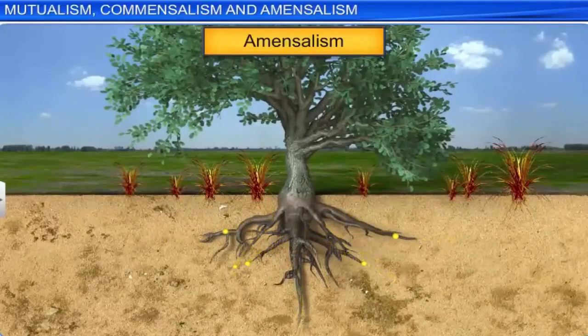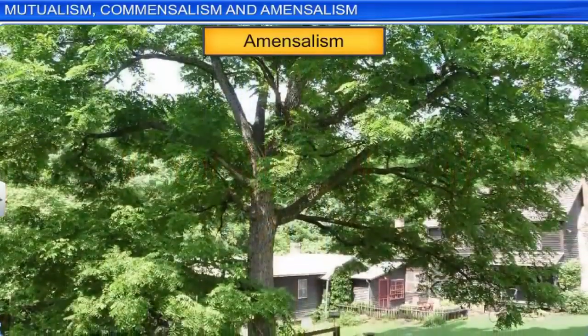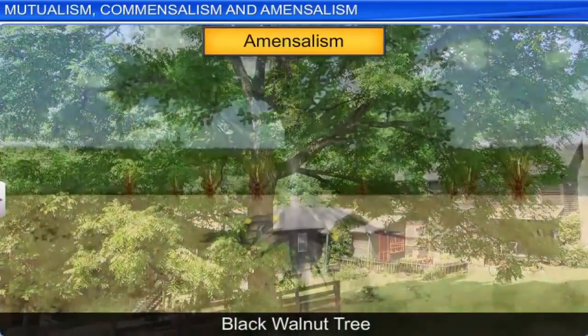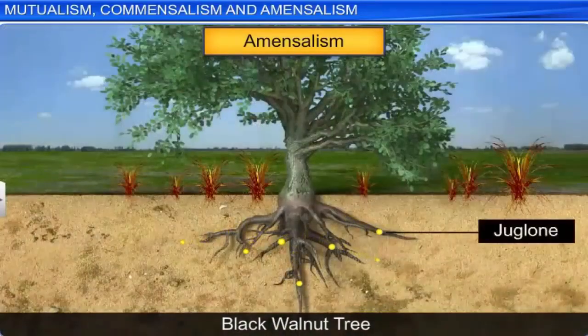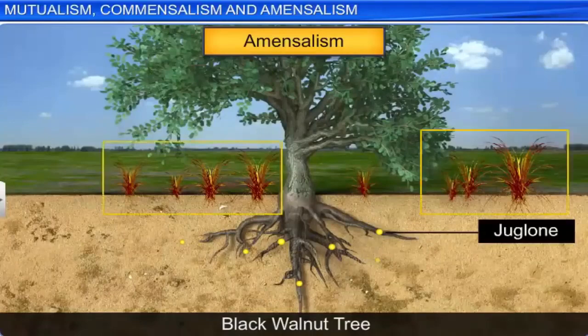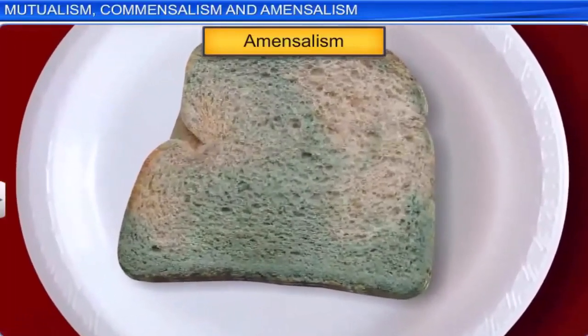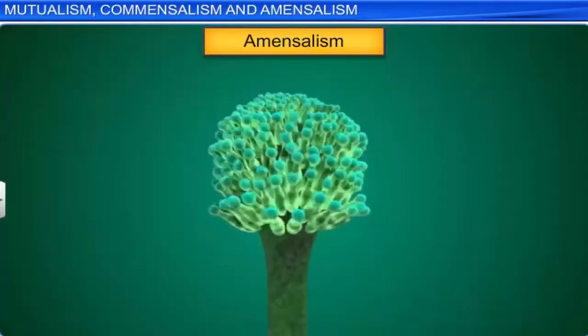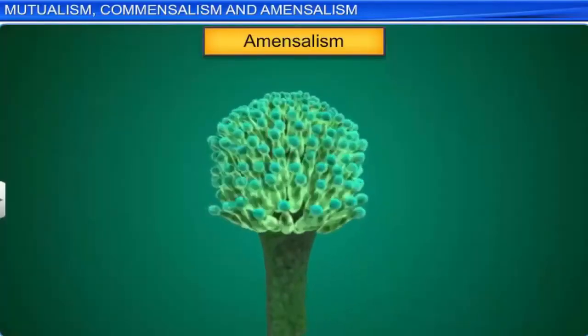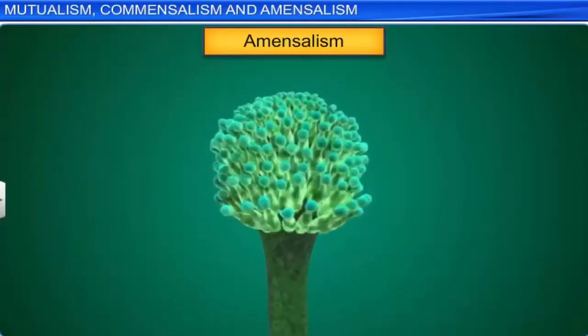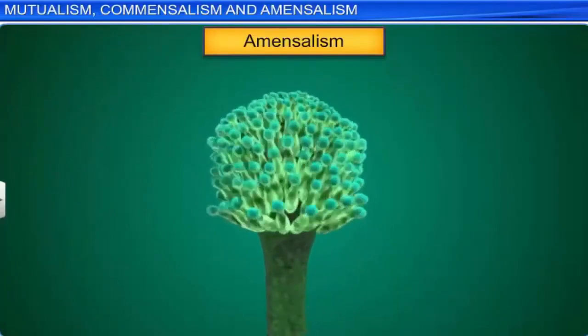For example, the black walnut tree exudes a substance called juglone into the soil, which damages the roots of neighboring plants, thereby preventing other plants from growing nearby. Another common example of amensalism is shown by Penicillium, a bread mold which secretes penicillin, a chemical that kills or stops the growth of bacteria.